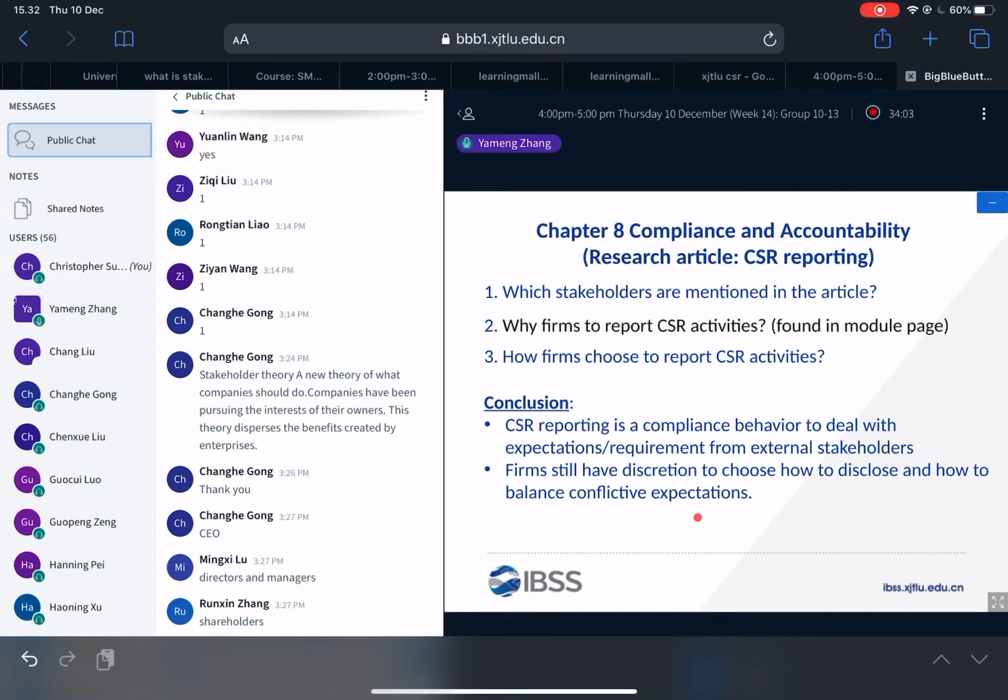And the second conclusion here, firms still have discretion to choose how to disclose and how to balance conflicting expectations from different stakeholders. Okay, so firms have different options to solve the conflicting expectations from stakeholders. So you can also link to the conclusion we got from the second tutorial about the Islamic Bank. We can notice that firms can have different options. They can have different strategies to build good relationships with stakeholders.